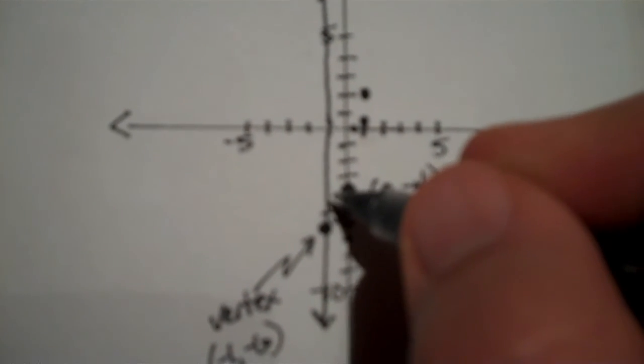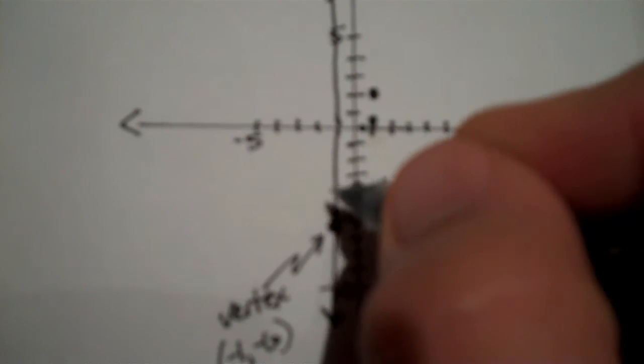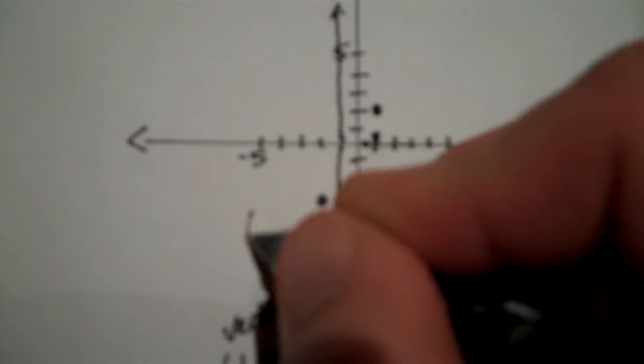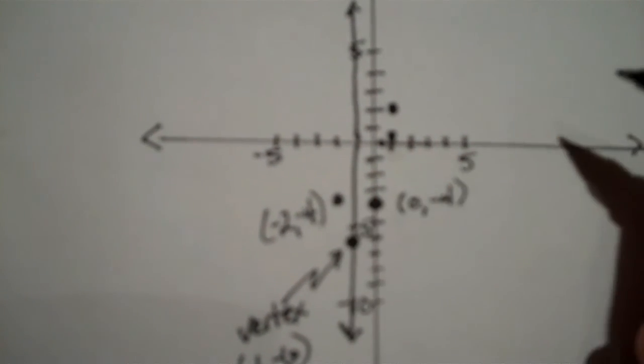I've got half of my parabola here now, so I want to get the other half. Now because I have my line of symmetry, I can just go ahead and reflect each of these points over that line of symmetry. So this was the point 0, negative 4. That's 1 unit to the right of my line of symmetry, so I'll go 1 unit to the left, and now I get the point negative 2, negative 4.